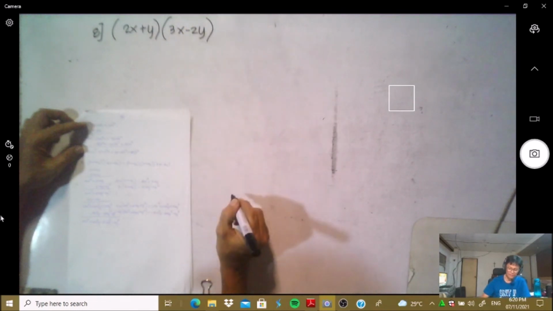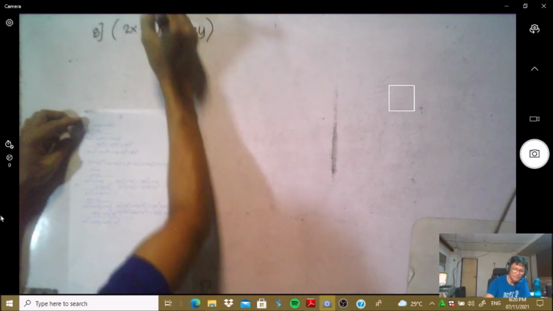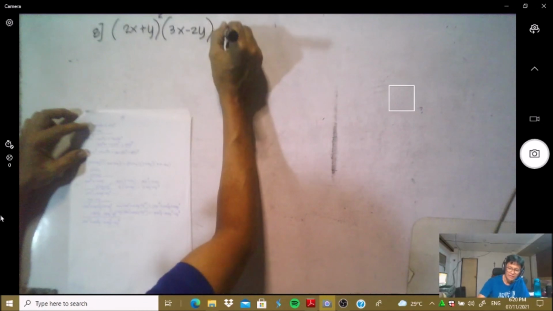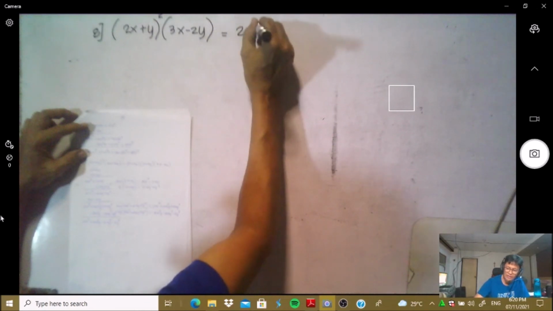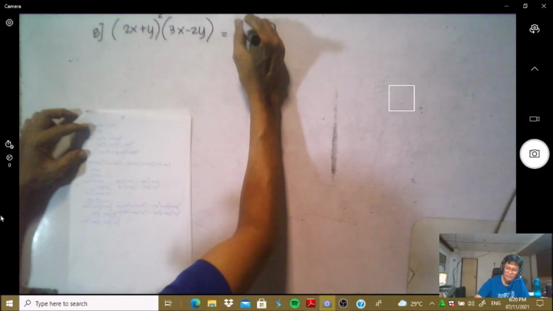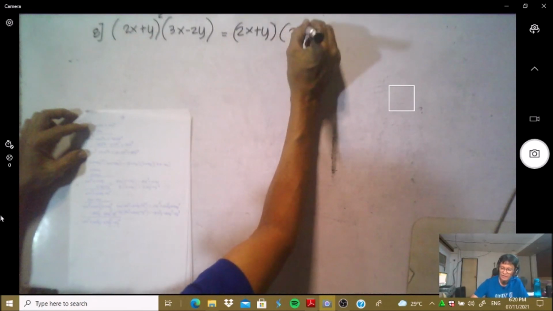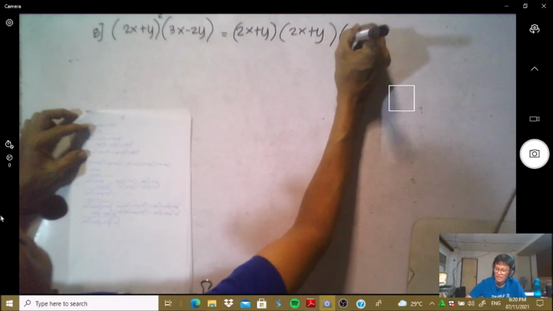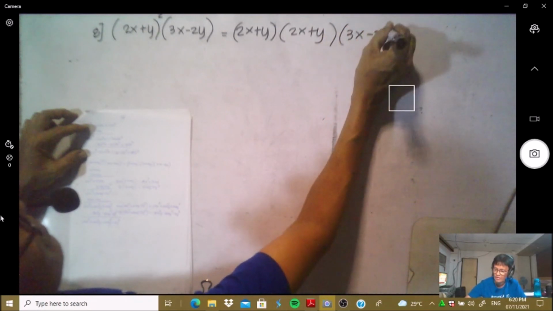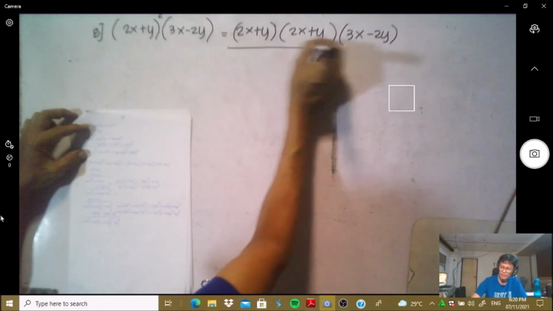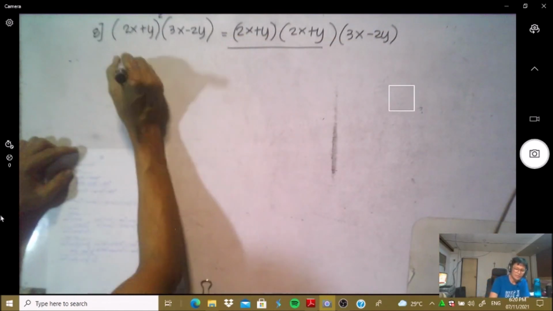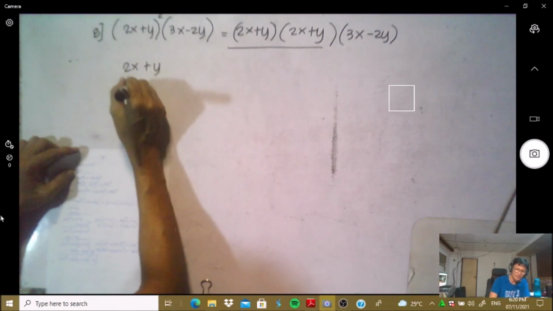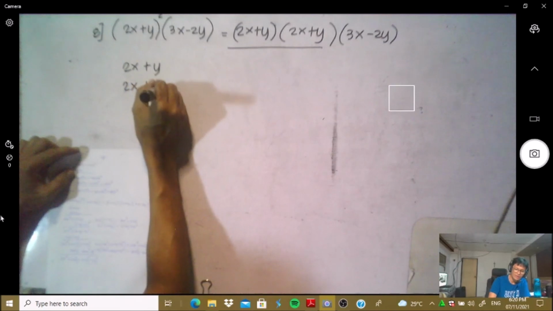So again, this is squared. 2x plus y squared multiplied by, so this is simply 2x plus y multiplied to itself, 2x plus y, then multiplied with 3x minus 2y. Okay, so let's perform the first multiplication. So we have 2x plus y, then multiplied with 2x plus y.